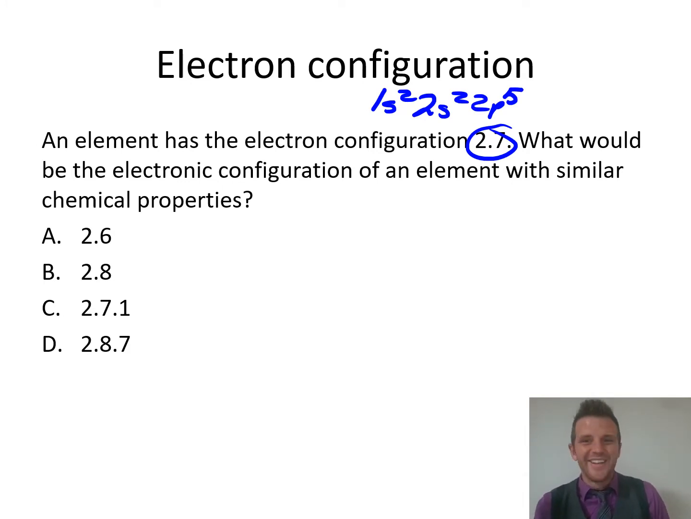So, what would be the electron configuration of an element with similar chemical properties?